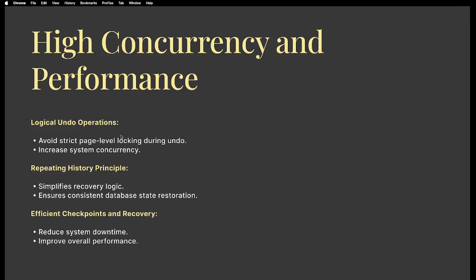So talking about high concurrency and performance, ARIES uses what we call logical undo operations, right? And this avoids the need for strict page level logging during undo process, which significantly increases system concurrency, right? Because of the logical undo operations. The second thing is the repeating history principle simplifies recovery logic, and this ensures consistency. So it's like we have a process and we follow that repeating history process every time, right? Together with efficient checkpoints and recovery management system, what ARIES does is it reduces the downtime and enhances the overall performance, because it is more efficient.